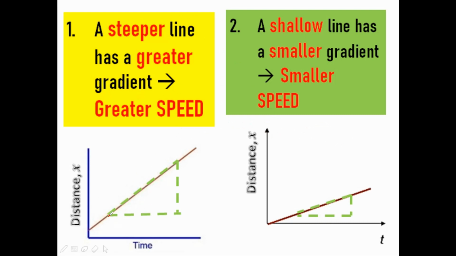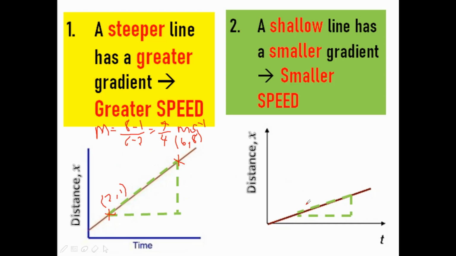Okay, for example here. So to find the gradient, we must have at least 2 points. So let's say the coordinates of this point is 6, 8. And the coordinate of this point will be 2, 1. So the gradient of this graph, m, equals to y2 minus y1, so 8 minus 1 over x2 minus x1, 6 minus 2. 7 over 4 meter per second. So the speed of this graph is 7 over 4 meter per second.